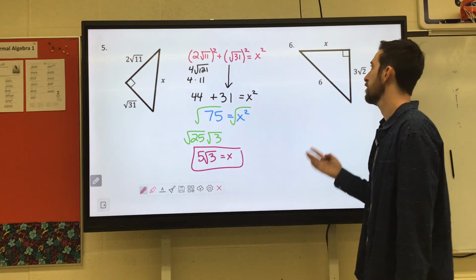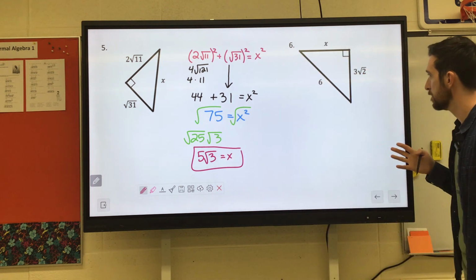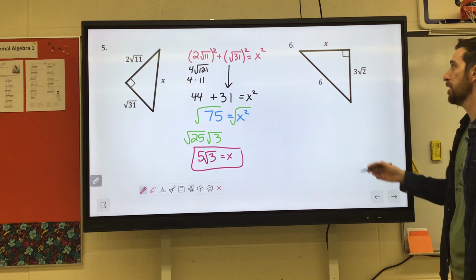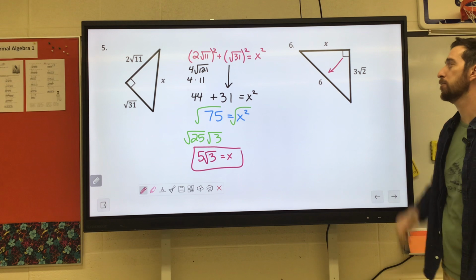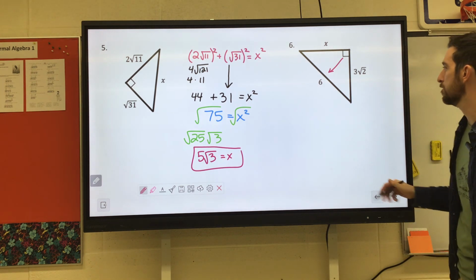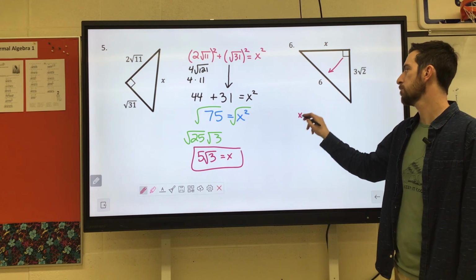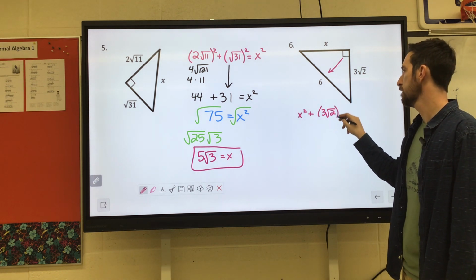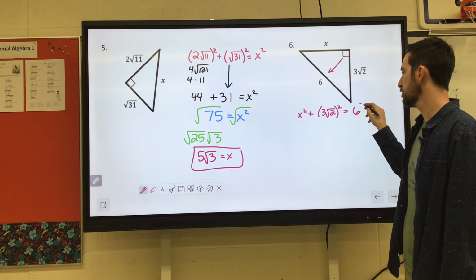Let's do one where we're going to find the leg, like number 6. Okay. So the hypotenuse, again, is always across from the right angle. We just have to make sure we put the 6 on the side by itself. So we could have x squared plus (3 root 2) squared equals 6 squared.